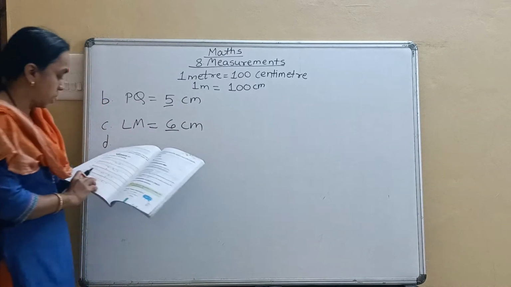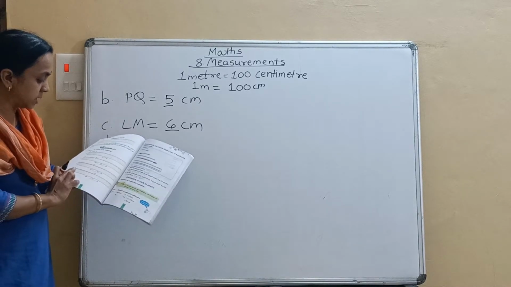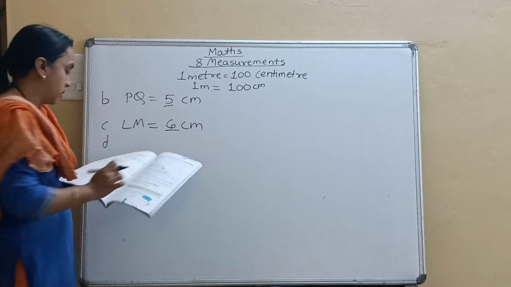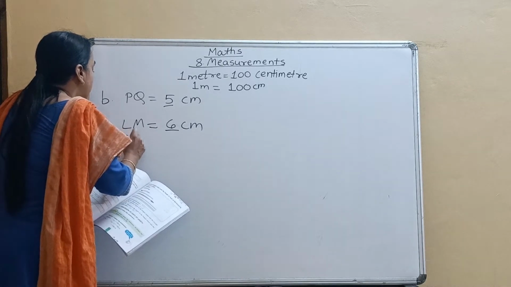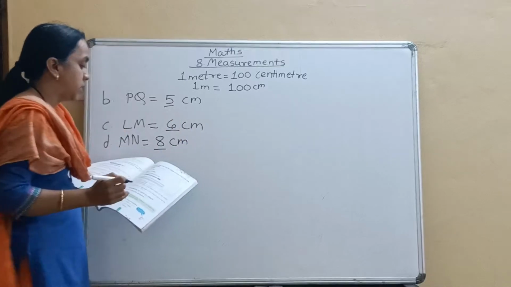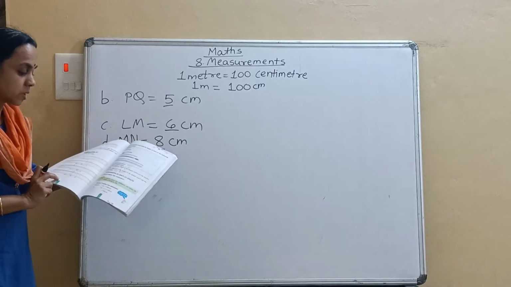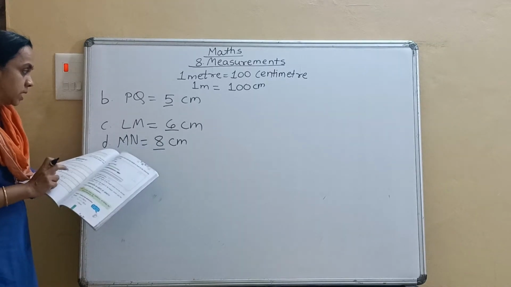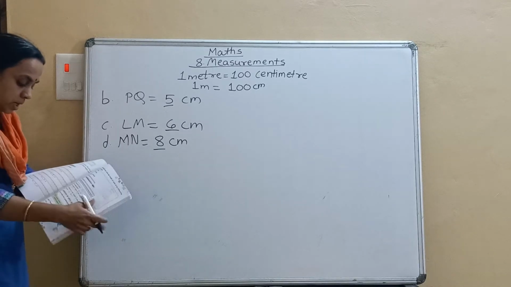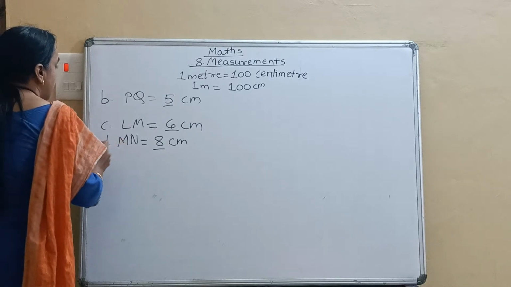Now see D question. MN. So what is the distance between M and N? That is 8 centimeter. So you write down MN equal to 8 centimeter. So here space is given in your textbook. So you have to complete this exercise, this question on page number 136.